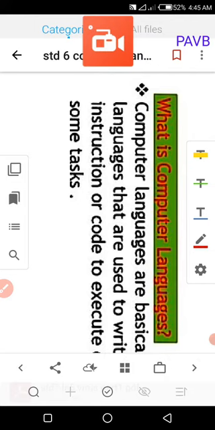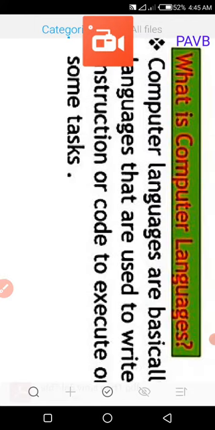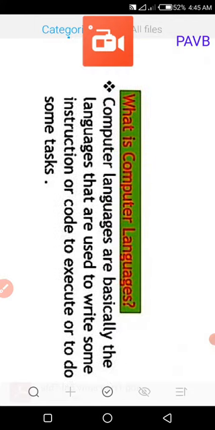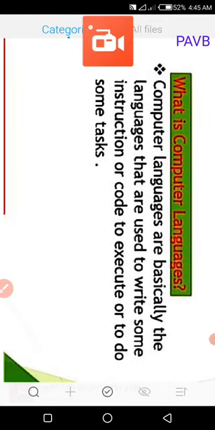What is a computer language? A computer language is basically the language that is used to write some instruction or code to execute or to do some task. A language of computer is an artificial language. An artificial language is a language created for a specific purpose. When a language is created to give instructions or commands to a computer, it is called a computer language.